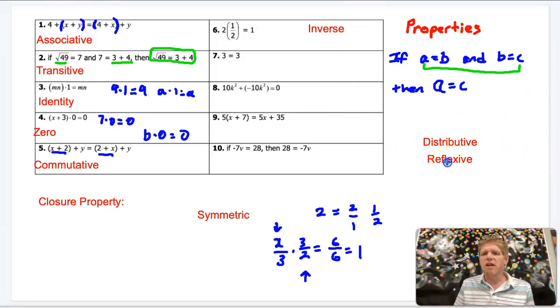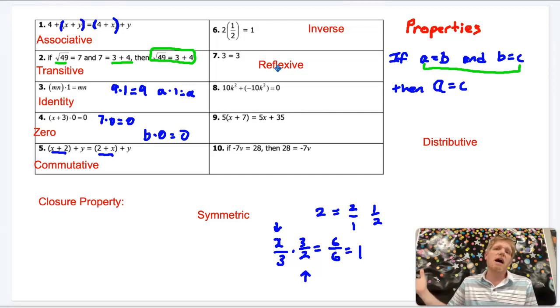The next property is the reflexive property. It's the easiest one. It says that if you have a thing equal to itself, it's going to be equal. 4 is going to be equal to 4. 5 is going to be equal to 5. A is going to be equal to A, the reflexive property.